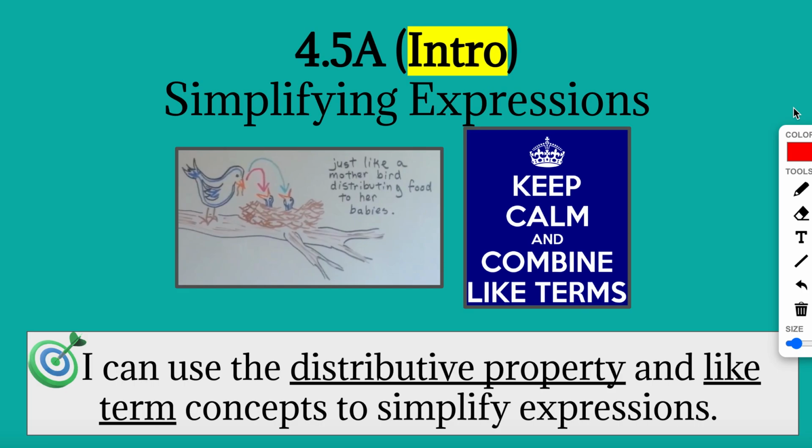This is just the introduction to lesson 4.5a on simplifying expressions. Go ahead and open your notes to 4.5a, and you're going to see 4 expressions typed out for you right on the top of your notes. Our goal is to be able to use the distributive property and combining like terms to simplify the expressions.